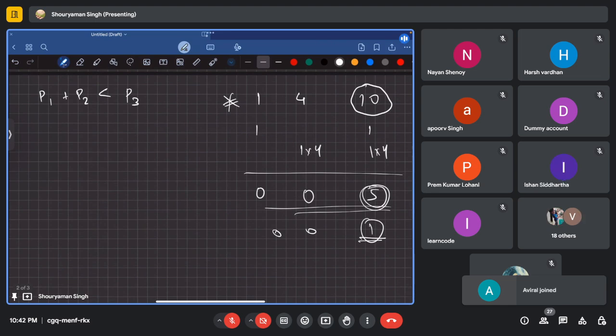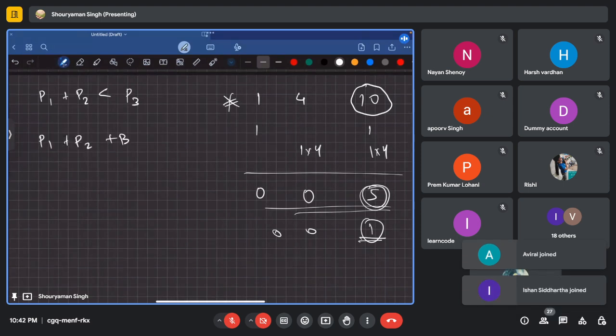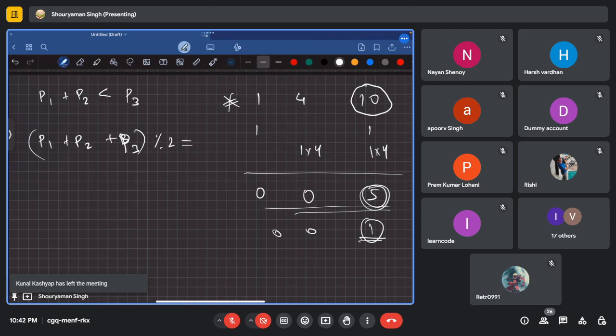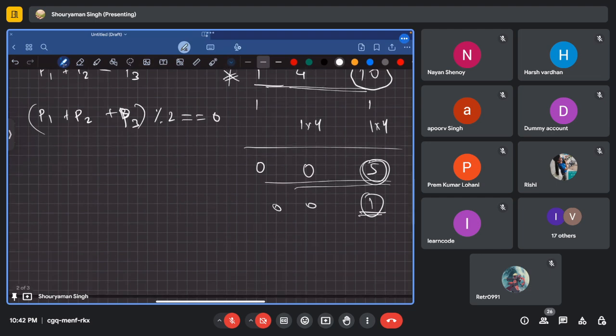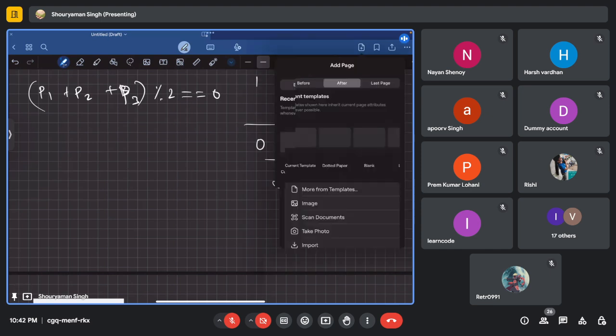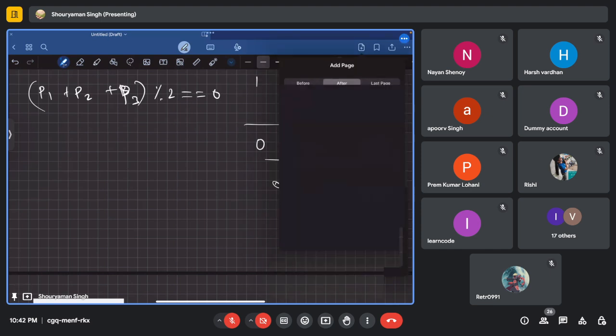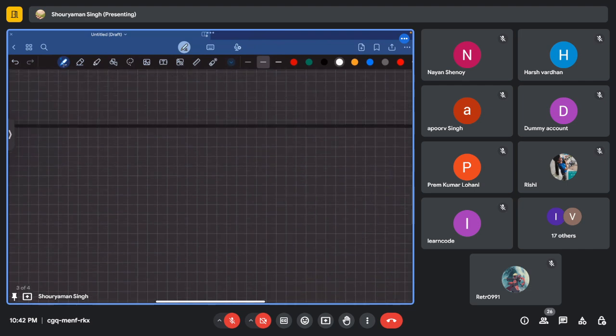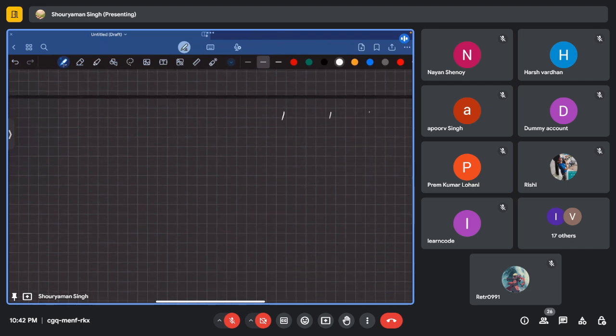One more thing I would like to add is that P1 plus P2 plus P3, mod 2, should be equal to 0. Here it was not, so it was a wrong test case. Now let's get back to the original question. Let me add a new page. So 1, 1, and 10.